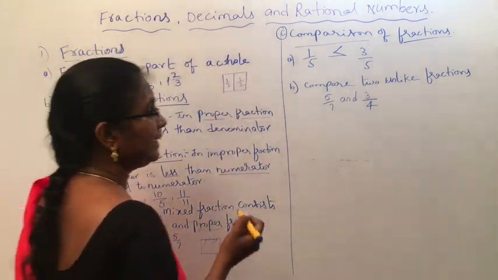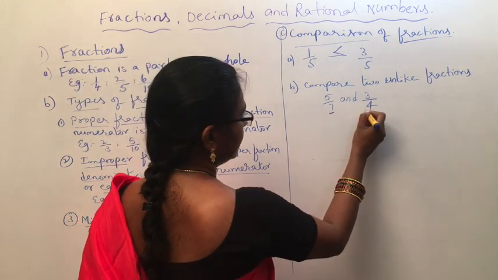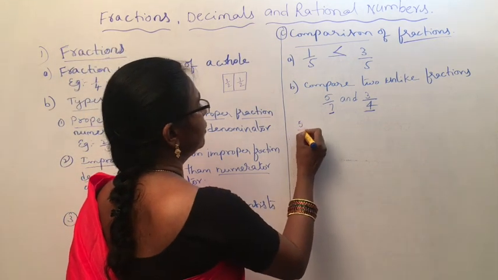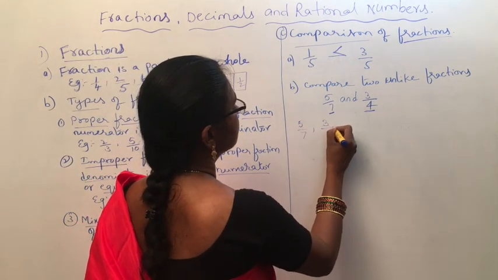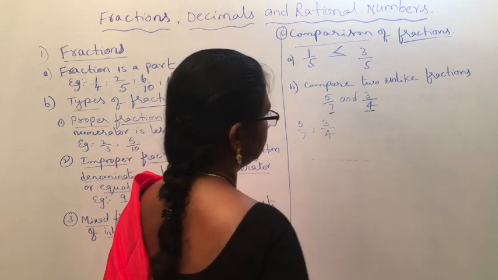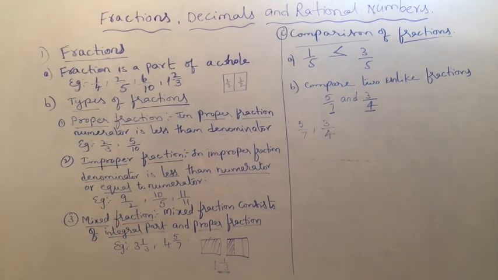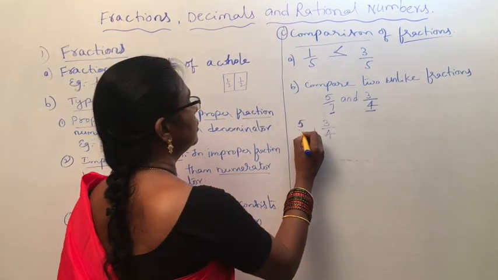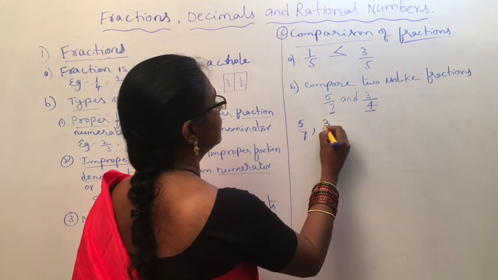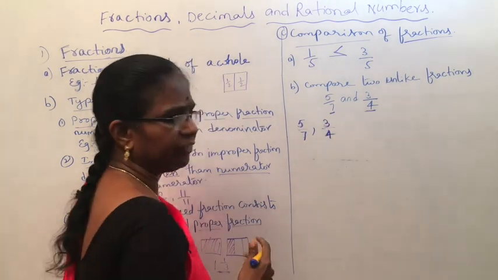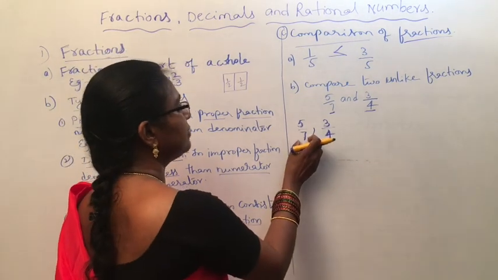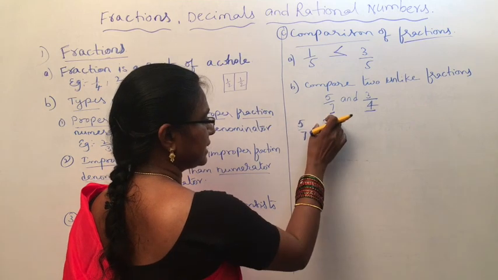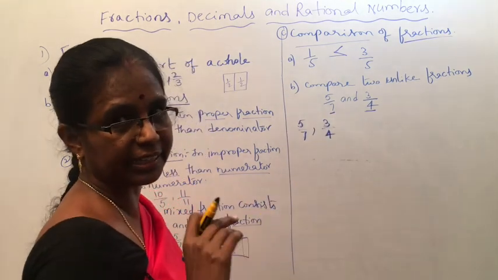Suppose both are unlike fractions. Unlike fractions means the denominators are different. Take 5 by 7, 3 by 4. Which is greater? We can't say, because here the whole is divided into 7 parts and here into 4 parts. In this they are taking 5 parts, in this 3 parts. We can't say which is greater, which is smaller.